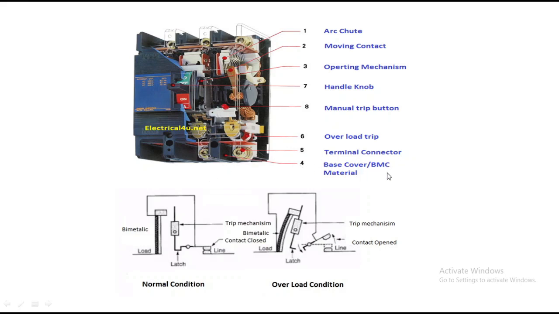Fourth, base cover or BMC material. It consists of a base cover, a black cover. This is the BMC material, right? So this is about the different parts involved in the molded case circuit breaker. The molded case circuit breaker has extra features compared with the MCB, like the manual trip button, and somewhat extra insulation is added. The reason is it deals with high ratings.